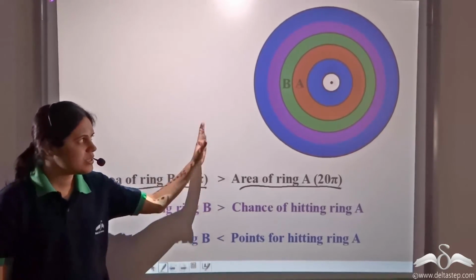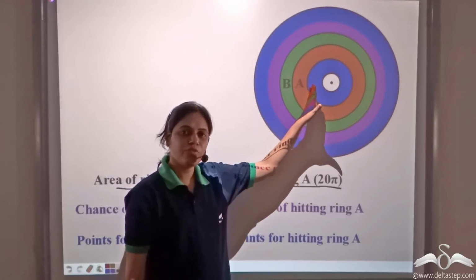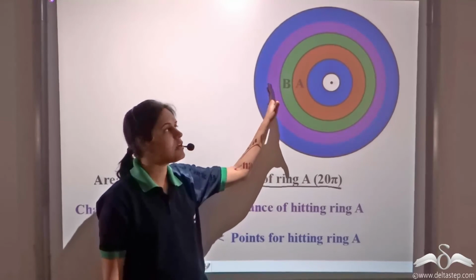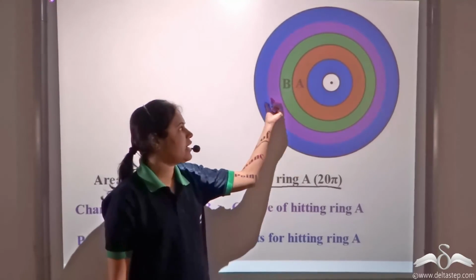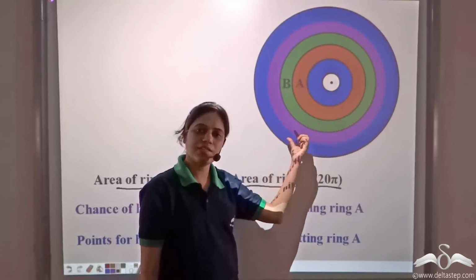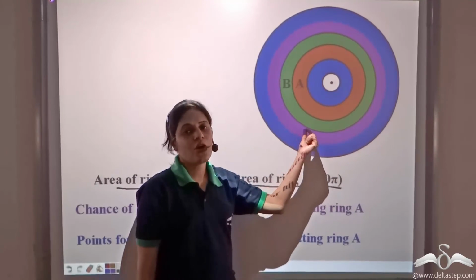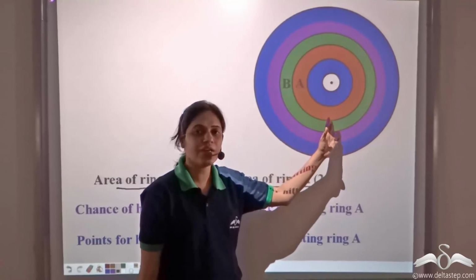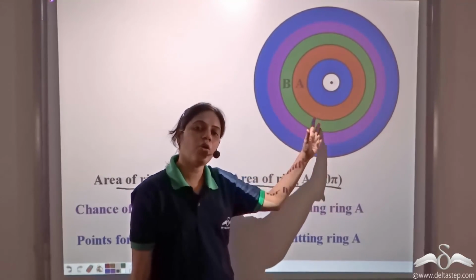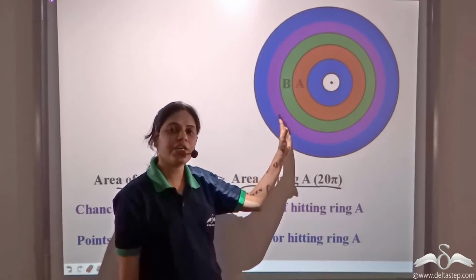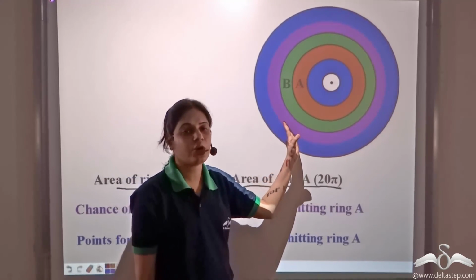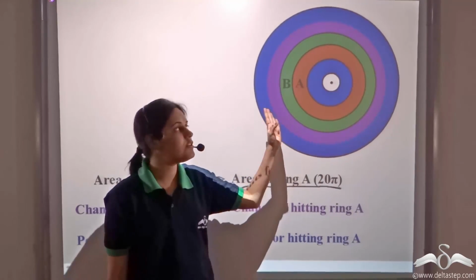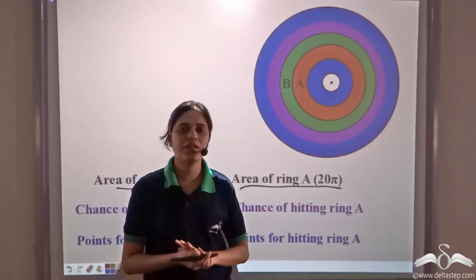And this continues as we move to the outer side, that is, as we move to the outer rings, the area of the outer rings increases. So the chances of hitting the outer rings are more than the chances of hitting the inner rings. So the points allotted to the outer rings are lesser than the points allotted to the inner rings. And that is why when you play darts, you get a higher score if you hit the inner ring.